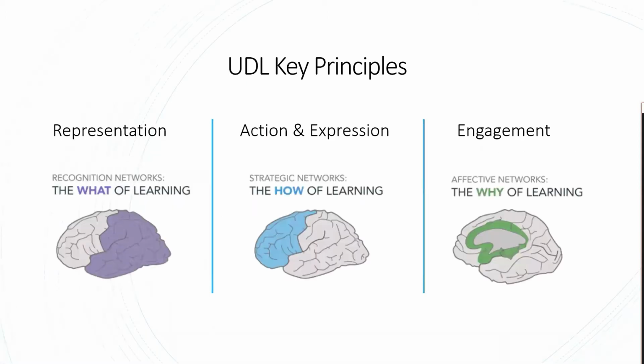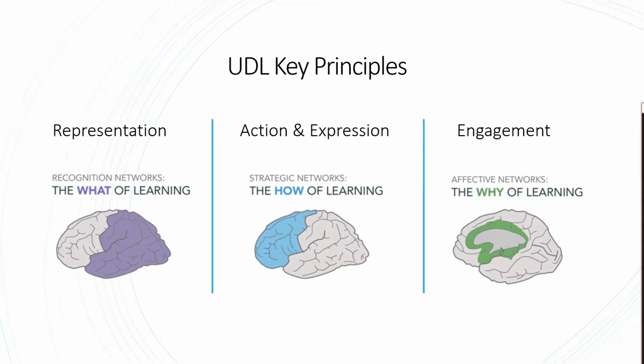Taking a deeper look, there are three key principles that make up the framework of UDL, and neuroscience suggests our brains have three broad networks. One is the recognition network, the what of learning. Another one is the strategic networks, the how of learning, and one is the affective networks, which is the why of learning. Now, learners need help to gain knowledge, skill, and enthusiasm for learning.